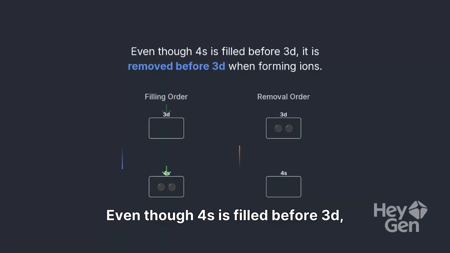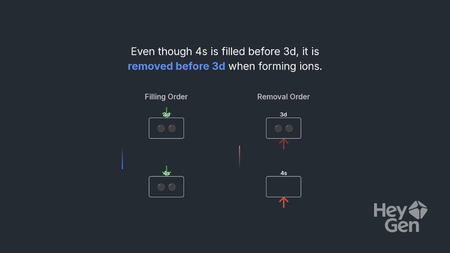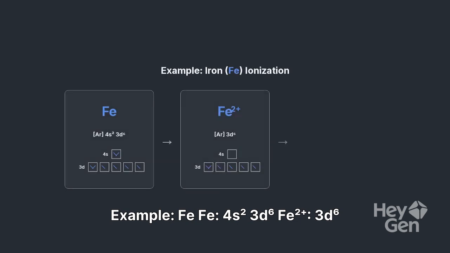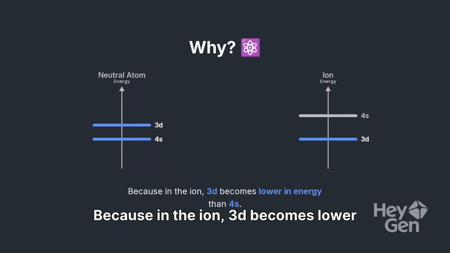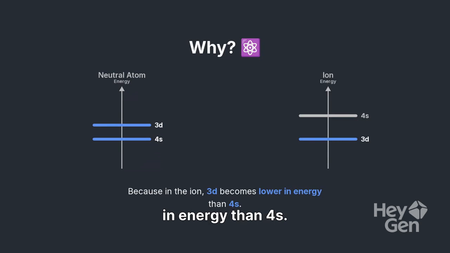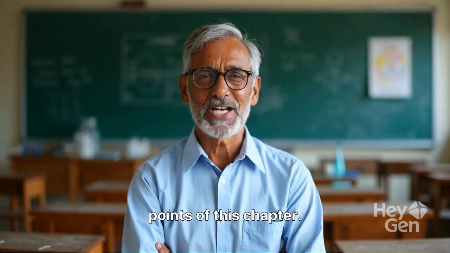Even though 4s is filled before 3d, it is removed before 3d when forming ions. Example, Fe: 4s² 3d⁶, Fe²⁺: 3d⁶, Fe³⁺: 3d⁵. Why? Because in the ion, 3d becomes lower in energy than 4s. This is one of the biggest conceptual points of this chapter.